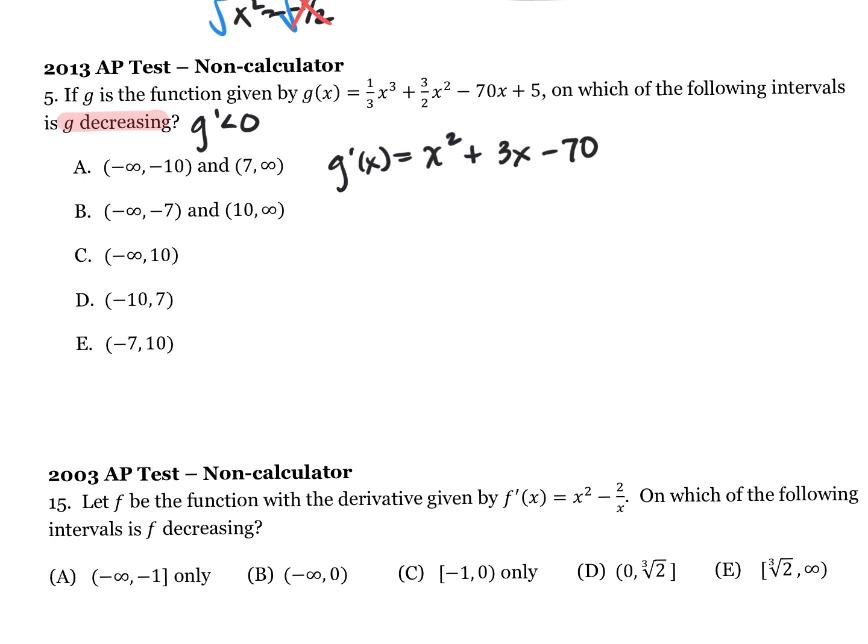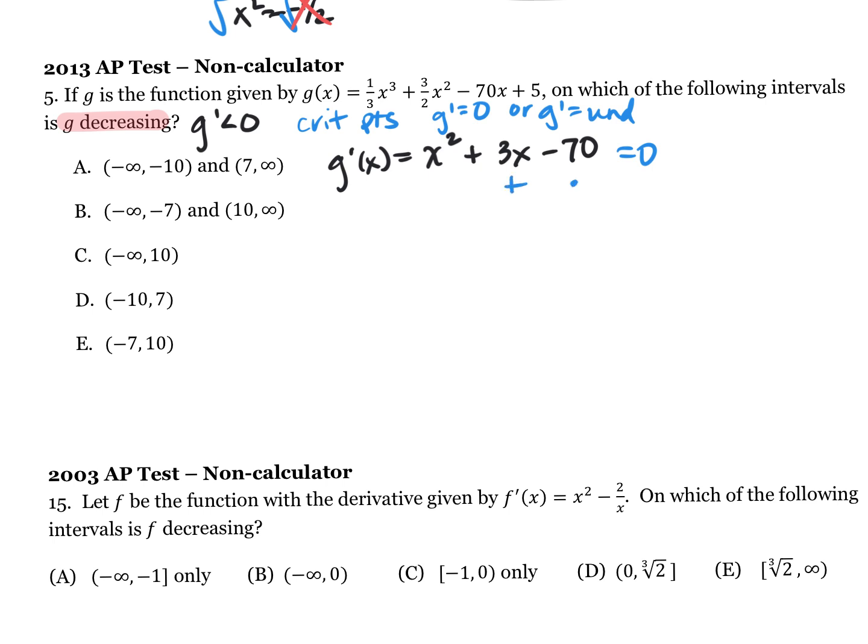Great. You guys, in order to figure out if g prime is less than 0, you always have to go find those critical points. And those critical points are where g prime equals 0 or g prime is undefined. Let's go find out where this equals 0 first.